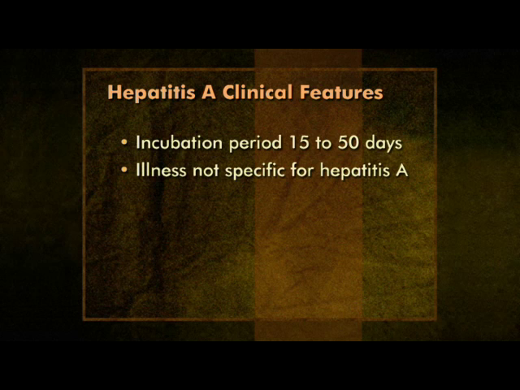Symptomatic illness is not specific for hepatitis A and is indistinguishable from other types of acute viral hepatitis. Hepatitis A typically has an abrupt onset of fever, malaise, anorexia, nausea, abdominal discomfort, dark urine, and jaundice. Clinical illness usually lasts less than 2 months, but 10 to 15% of infected persons have prolonged or relapsing signs and symptoms for up to 6 months.